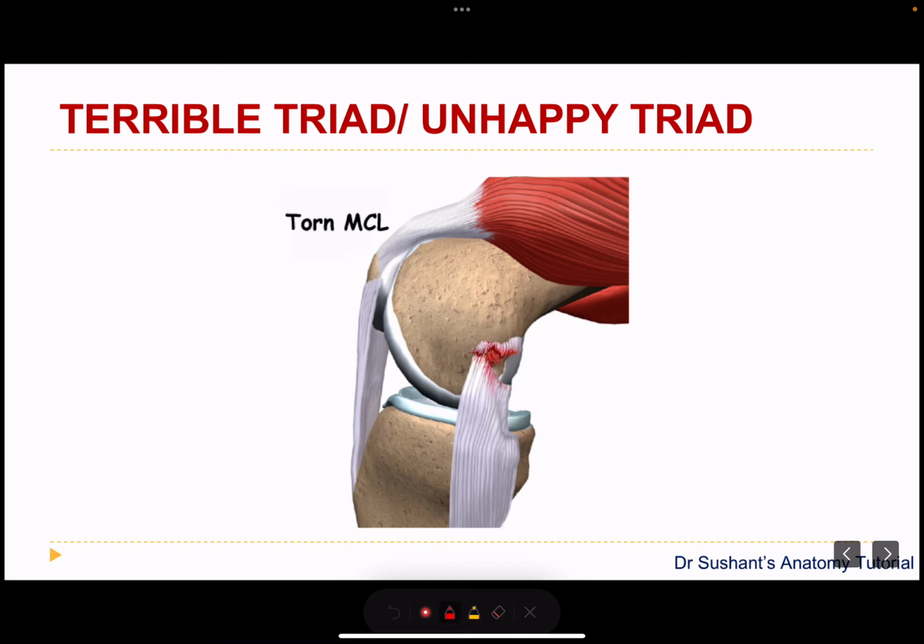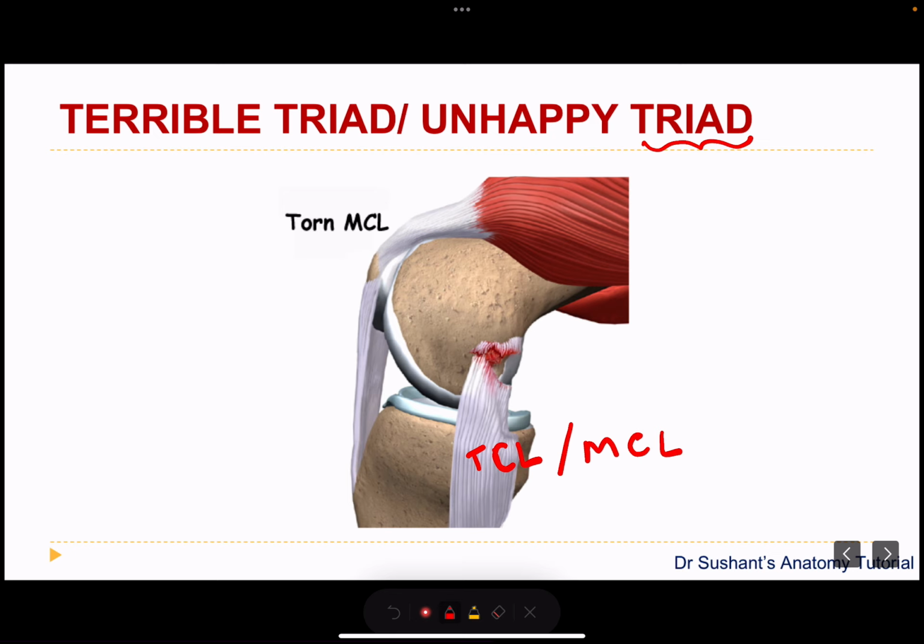Now here is an important term known as the terrible triad or unhappy triad. So there are three structures involved in a knee injury. That is why it is called a triad. This is very often asked in exams. This is important knowledge. So terrible triad. This figure shows the tear of the tibial collateral ligament. This is the tibial collateral ligament or the medial collateral ligament.